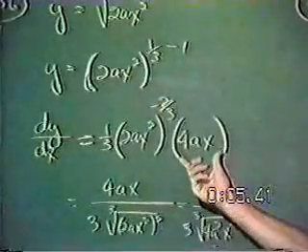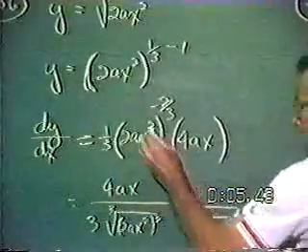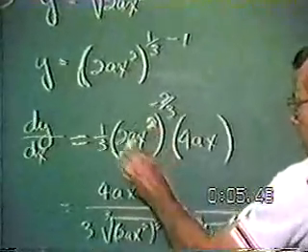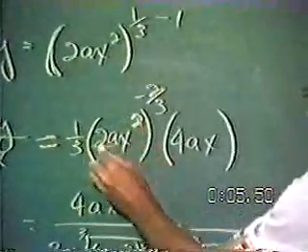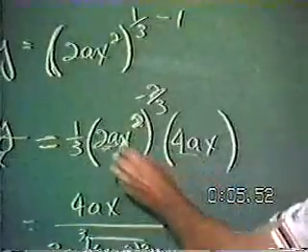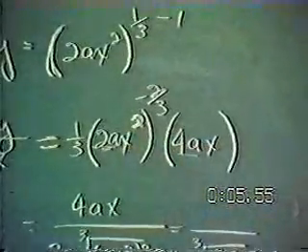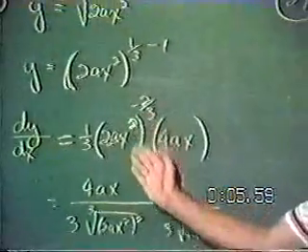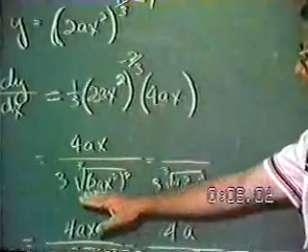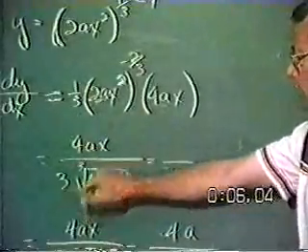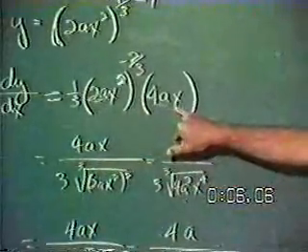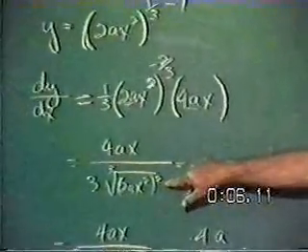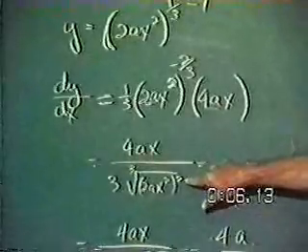The derivative of the inside. Now, what's the derivative of the inside? This is x squared. That's just a constant, so it's 2 times all that. That's 4a x to the first power. Well, again, what do we do with negative exponents? Here we'll move this down to the denominator. The 3 is already down there. And that leaves us then 4ax over 3 times the cube root of 2ax squared squared.